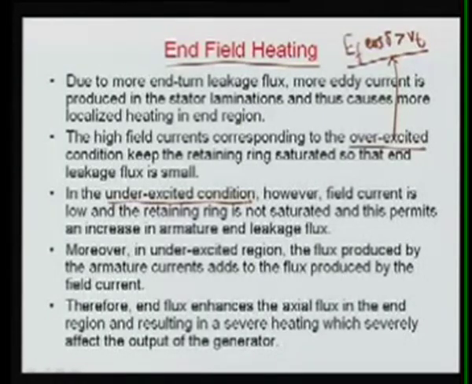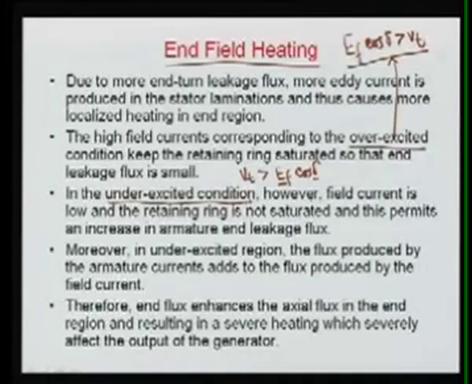At that time, the field current in the underexcited region is low, because for the underexcited case Vt is more than EF cos delta. What does that mean? In the underexcited case EF is less, because delta decides the real power which you are injecting. If EF is less, then IF is less, and the field current is less, thus the retaining rings are not saturated.